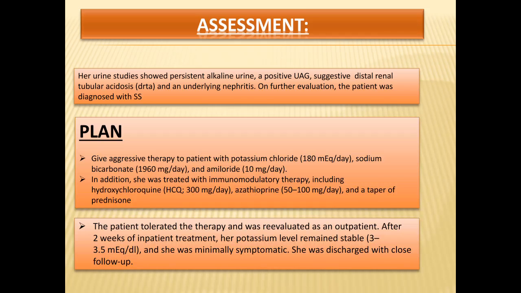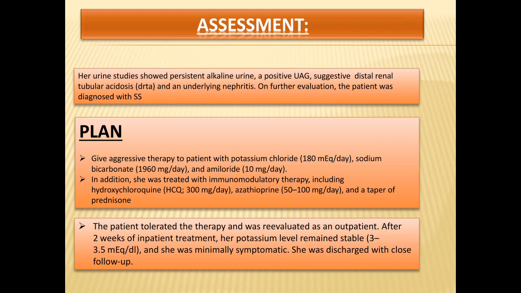Patients with severe disease may respond to this therapy. Amiloride inhibits the electrogenic sodium transport through the epithelial sodium channel and thus decreases the driving force for electrogenic potassium secretion. In addition, she was also treated with immunomodulatory therapy including hydroxychloroquine, azathioprine, and a taper of prednisone. Hydroxychloroquine is 300 mg per day and azathioprine is 50 to 100 mg per day.